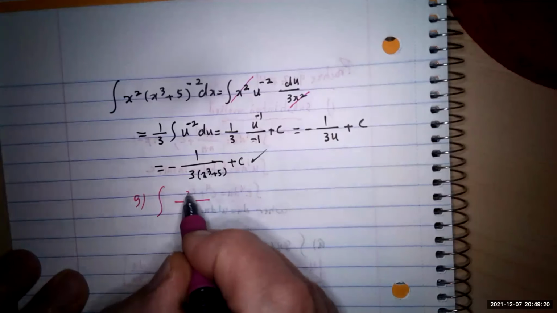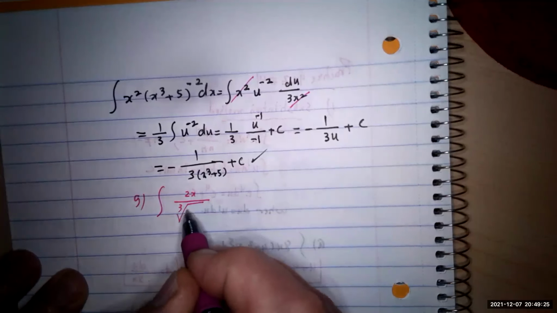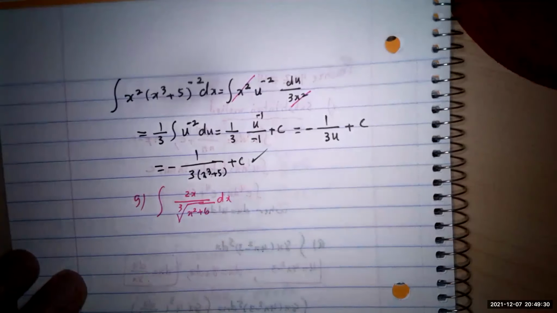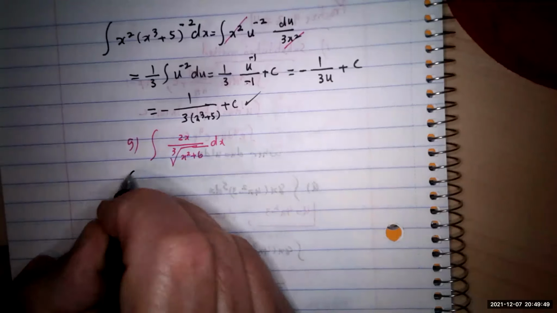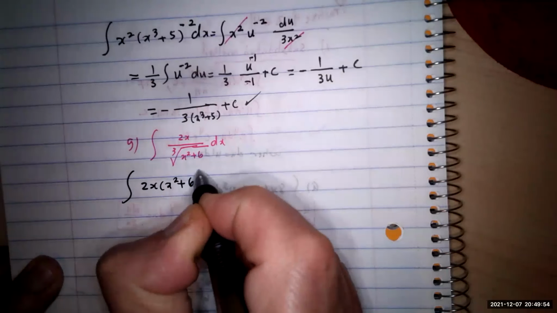So it's the integral of 2x cube root of x squared plus 6 dx. You have an extra job. The extra job is you have to switch the radical. You switch the radical, that gives x squared plus 6 to a third. But you move it up, it's going to be x squared plus 6 to the negative third. So this is going to be 2x times x squared plus 6 to the negative third.